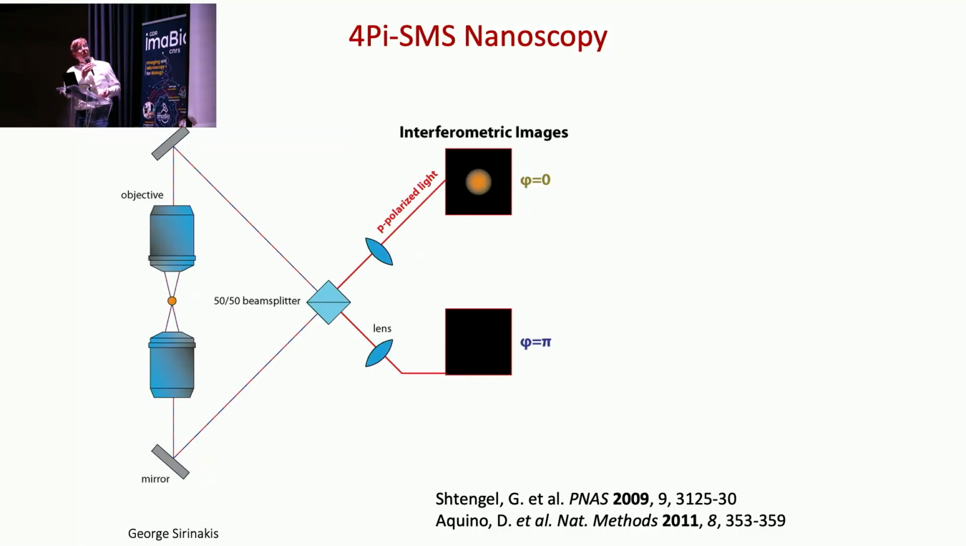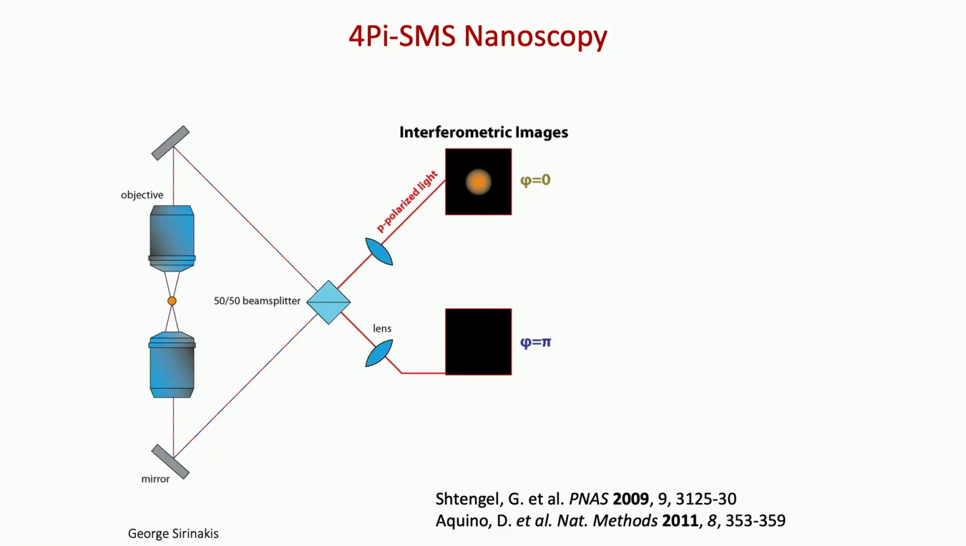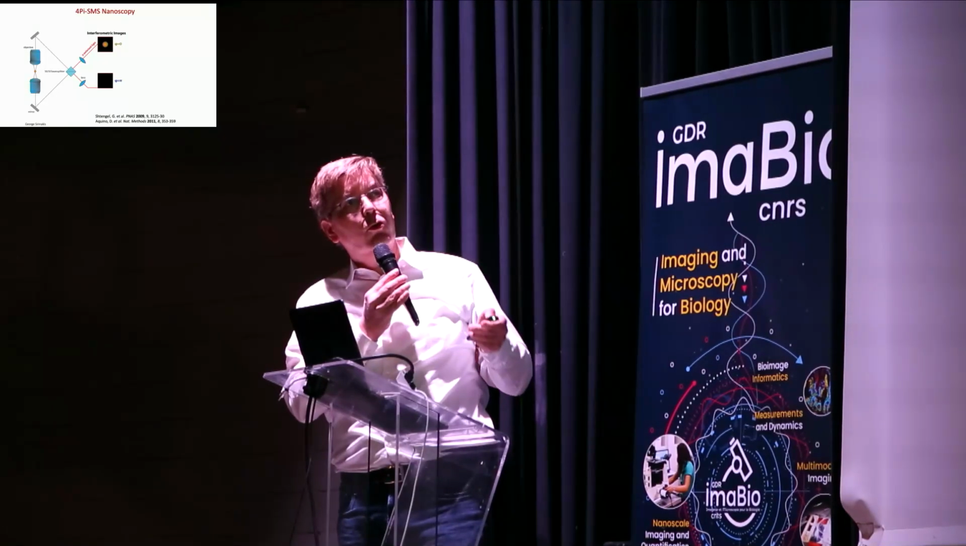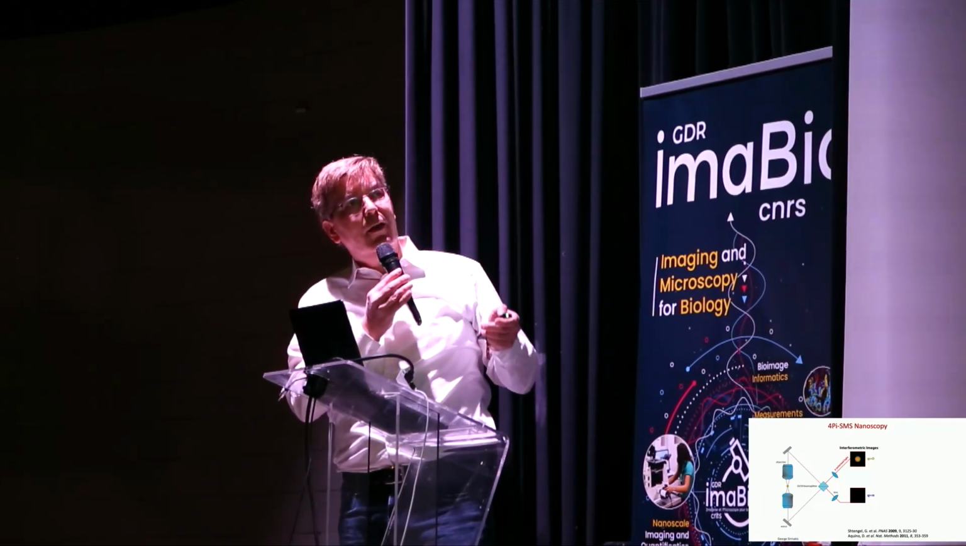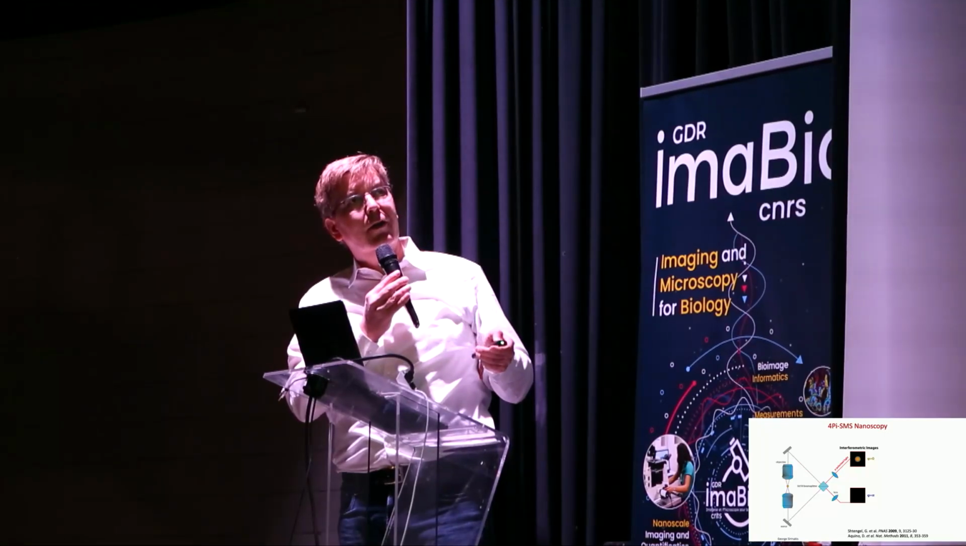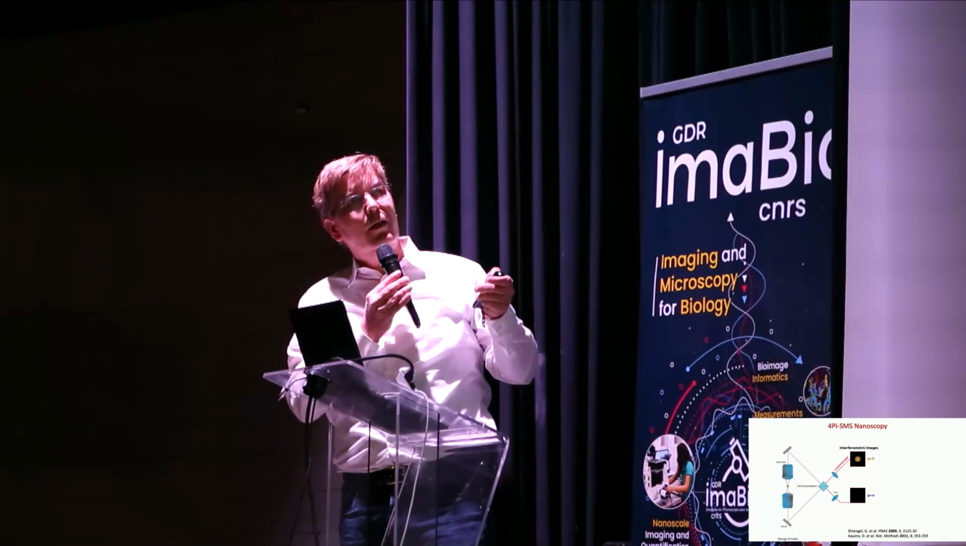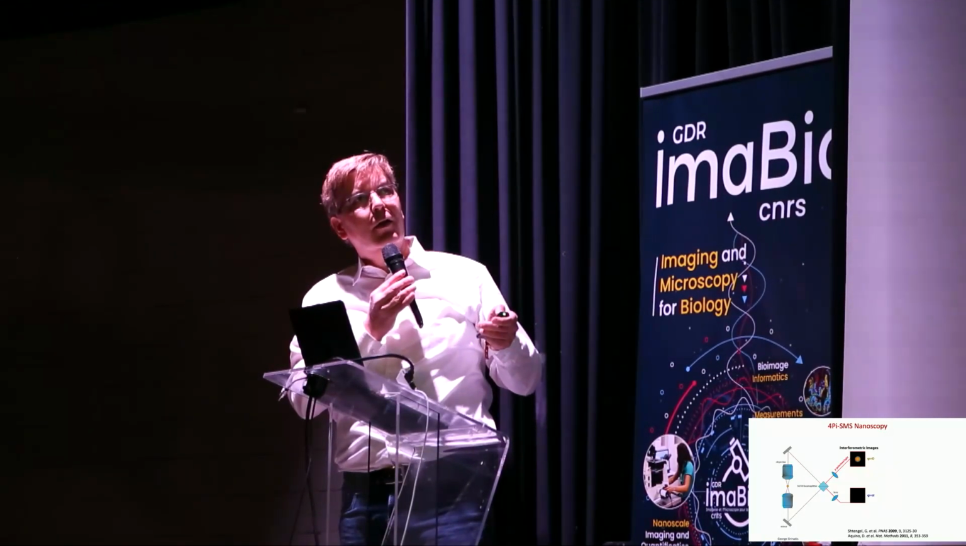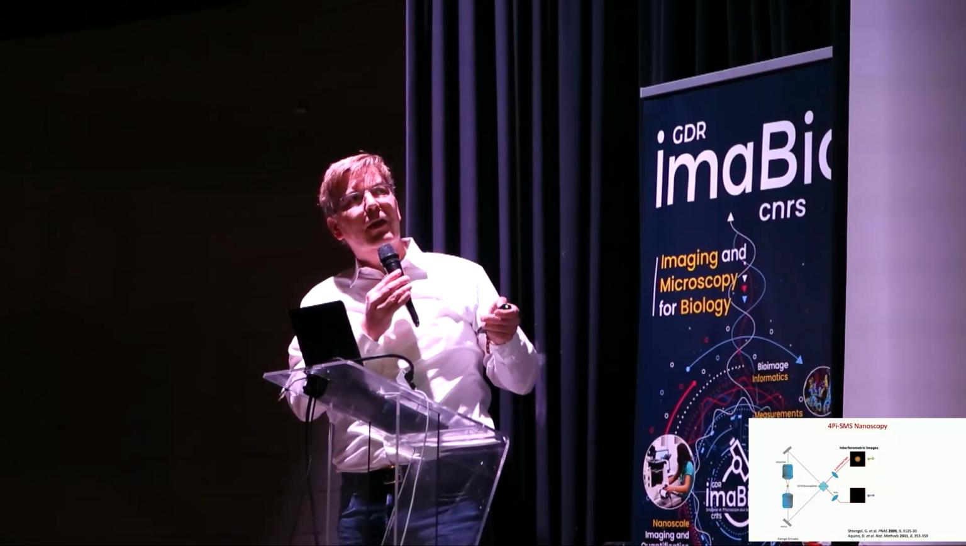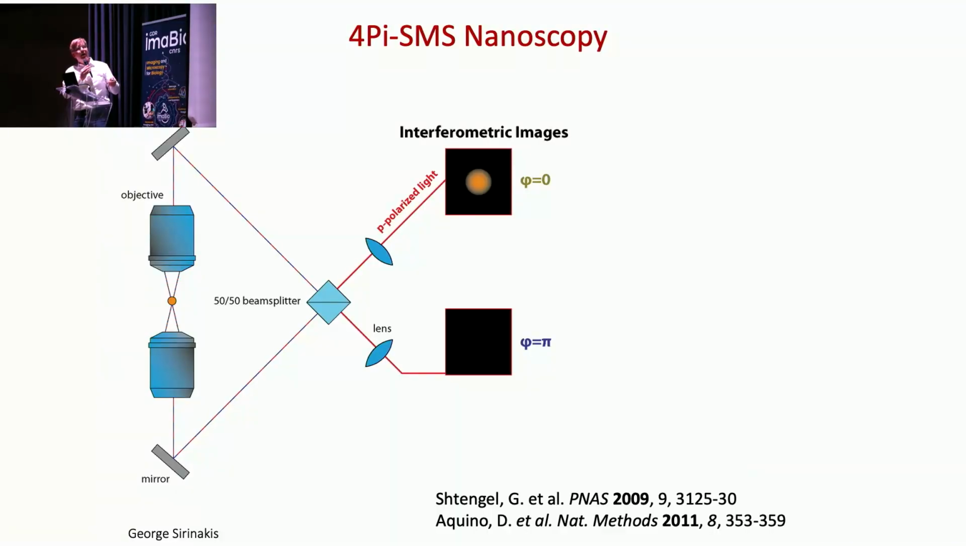Okay. So you have these two objective lenses, and you have a single molecule here in the middle. The fluorescence emitted by the molecule is collected by both objectives, and then it's recombined here at this beam splitter cube. And this beam path and this beam path have been carefully adjusted to be of essentially the same length here. So the light that was emitted by the single molecule can now interfere here.